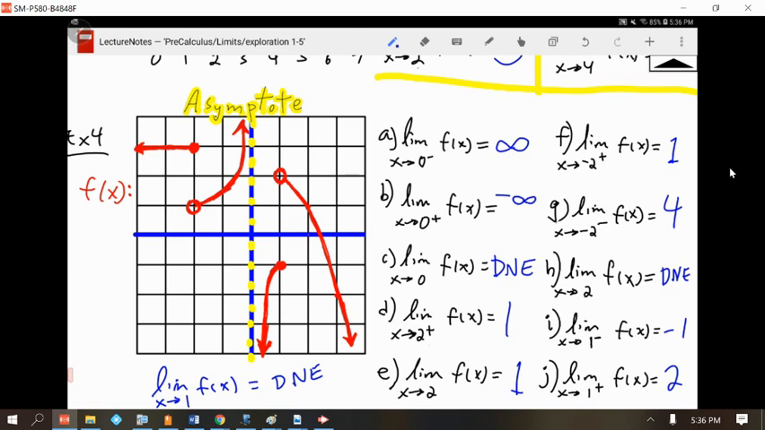non-removable discontinuities. This is a non-removable. The asymptote is a non-removable, and then at 1, there's a non-removable discontinuity. So there's 3 times where this function has a limit that does not exist. And you see there's 3 answers there on A through K. A through K have 3 answers that are D and E. Okay. Non-removable discontinuities is when you get the limit does not exist.